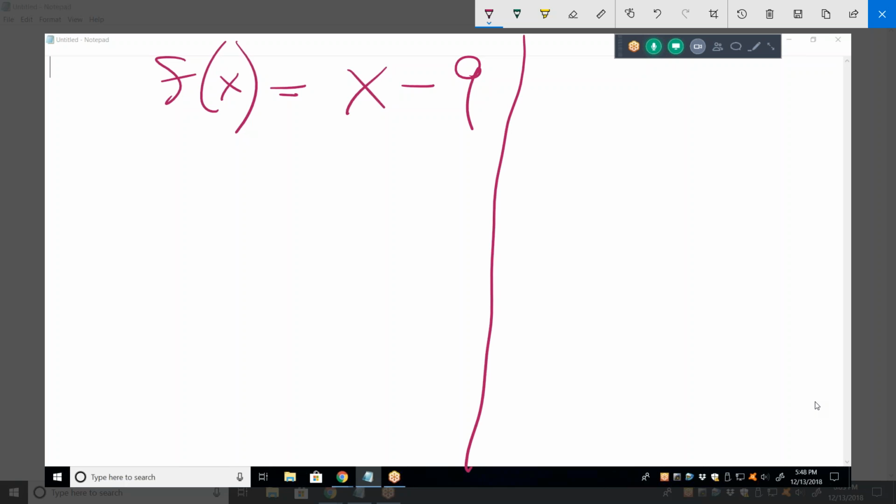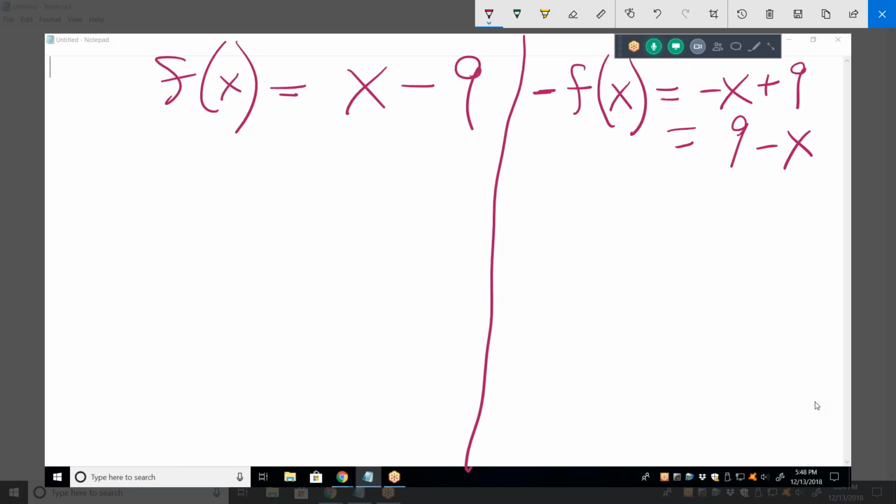Nathan? Let me add one more thing before you go on. What can be helpful here is if instead of the first step taking f of negative x, figure out what negative f of x is. F of x is x minus 9. What is negative f of x? Negative x plus 9. Yeah, exactly. Negative x plus 9, which is also 9 minus x.